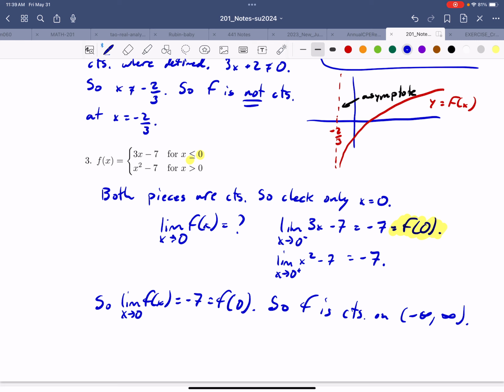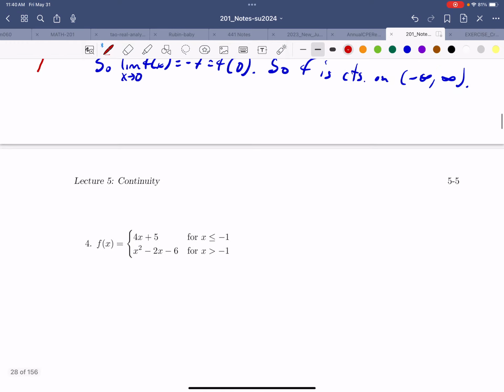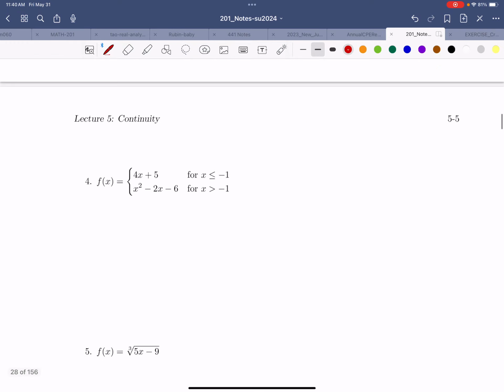I don't really want to draw the graph to confirm, but no, that's not true. I should do it. So 3x minus 7, we've got a line. The y-intercept is -7, something like that. And then at this point, we have x squared minus 7. It's a parabola. It's something like that, right? No discontinuities. Moving on, let's see. We've got 3 more problems.